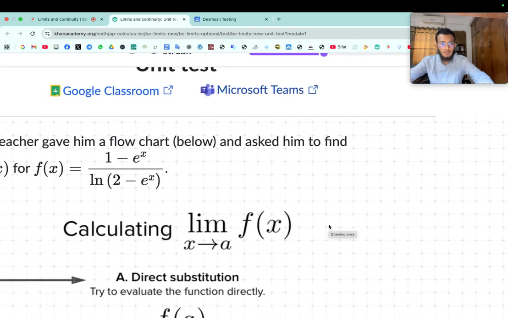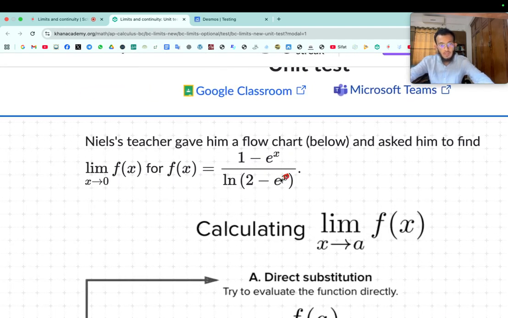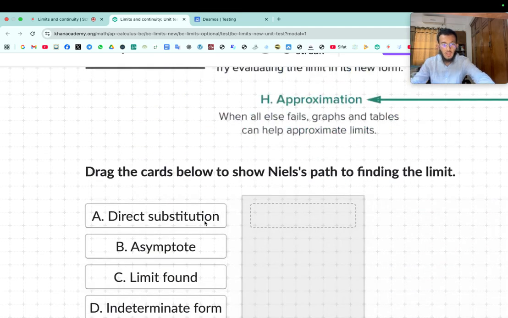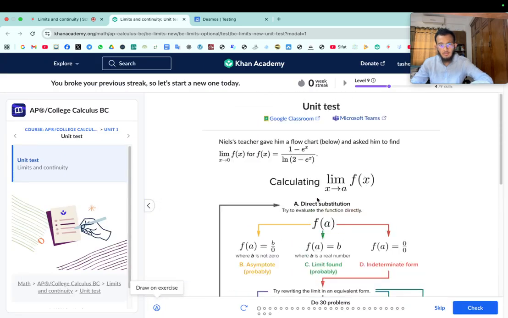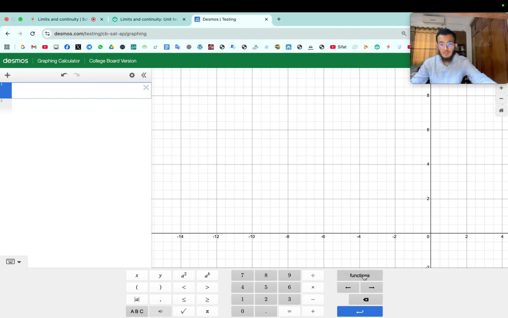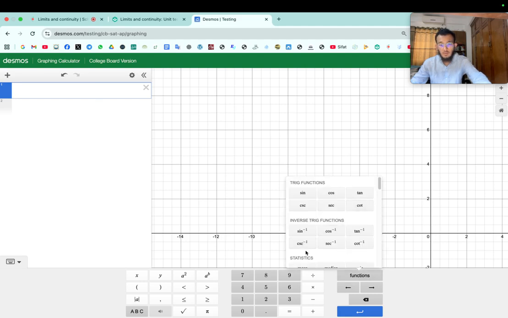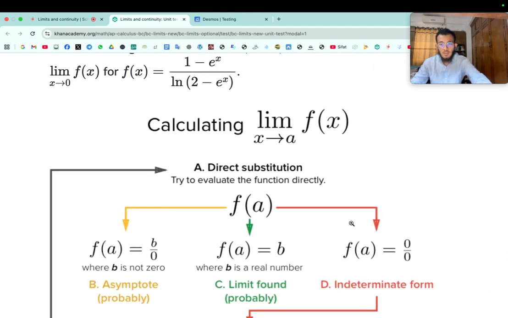So the first thing is we have to plug in x equals 0. If we plug in here, anything to the power 0 is 1, and 2 minus 1 is 1, but ln 1 is 0. So we tried direct substitution here, but it failed, because ln 1 is just 0. Anything divided by 0 is indeterminate.